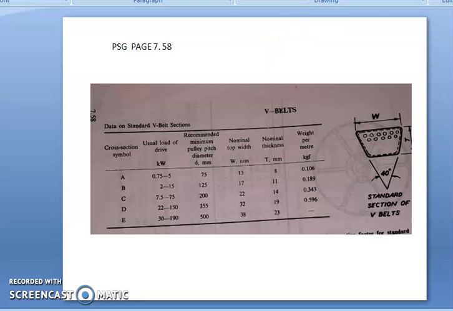So by using the PSG data books, from page number 7.58, we can observe different types of belt from A to E, based on the applications of power, from 0.75 to 190 kilowatts. Similarly, it specifies the nominal top width of the belt, nominal thickness of the belt, as well as the weight per meter of the belt. So from this page, we can select the type of belt based on the power available.